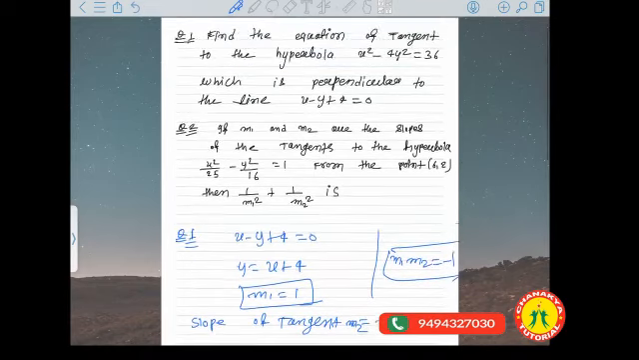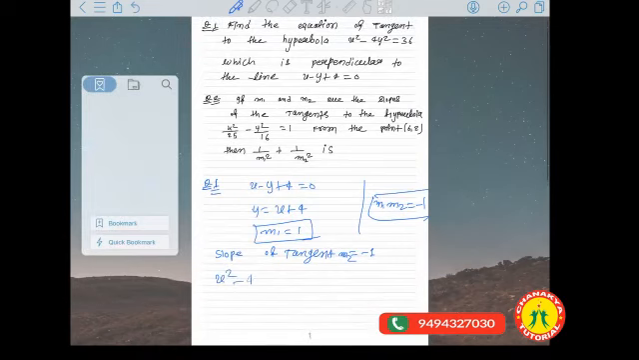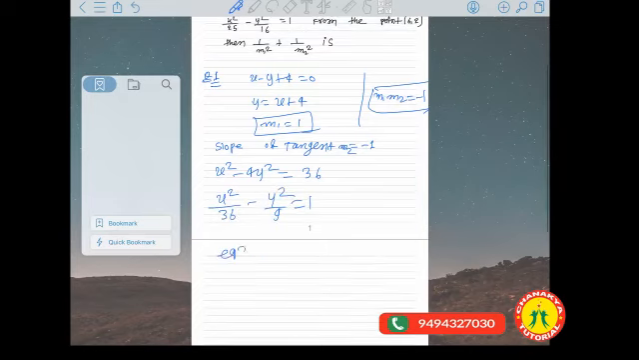You got the m value, right? So everything is got it. X square minus 4y square equal to 36. This is the equation of hyperbola. So now divide by 36, get x square by 36 minus y square by 9 is equal to 1. So equation of tangent क्या लिखेंगे in slope form? Equation of tangent to the hyperbola, y is equal to mx plus minus root under a square m square minus b square. यही होता है ना?